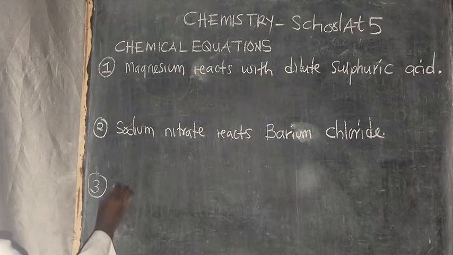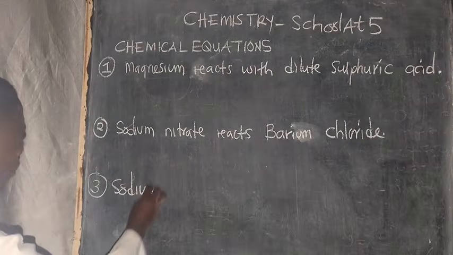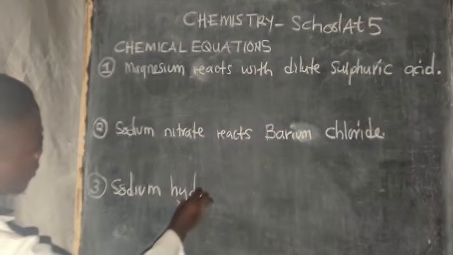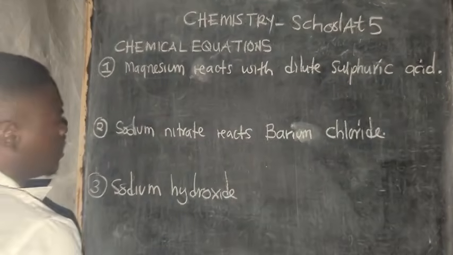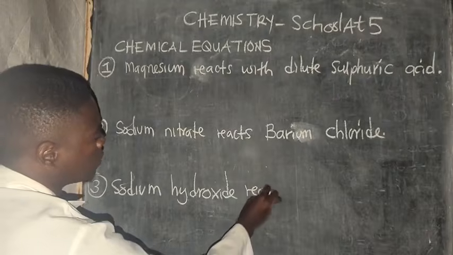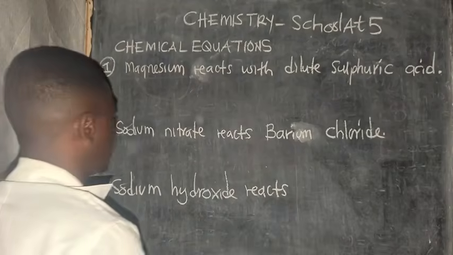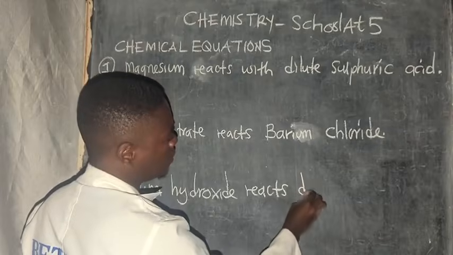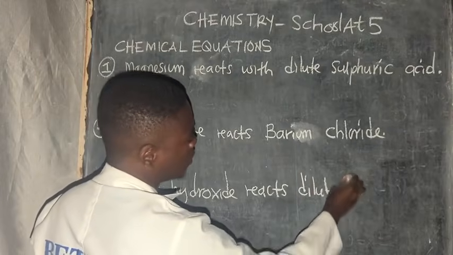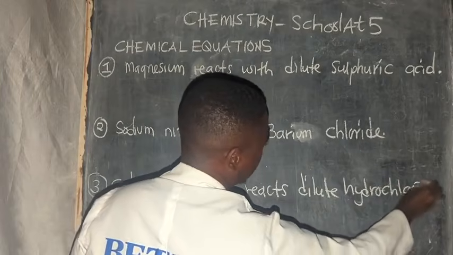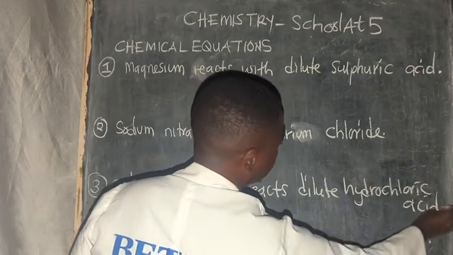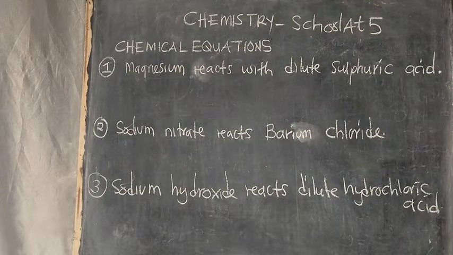So I will say sodium hydroxide reacts with dilute hydrochloric acid. So this is hydrochloric acid. These are the three equations that we want to write.